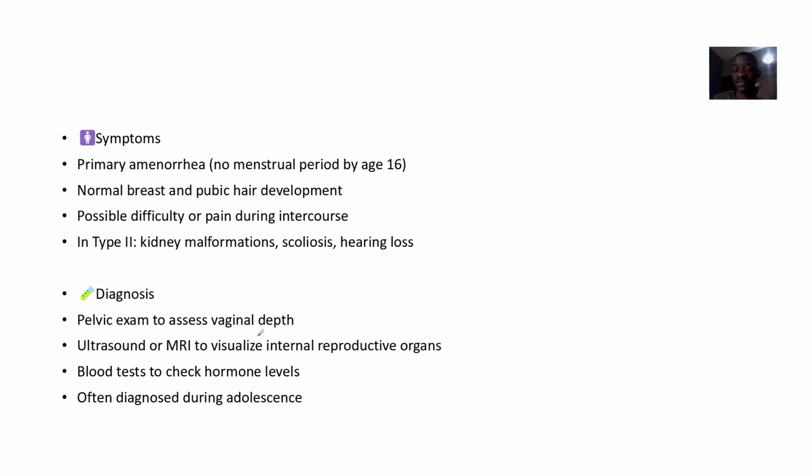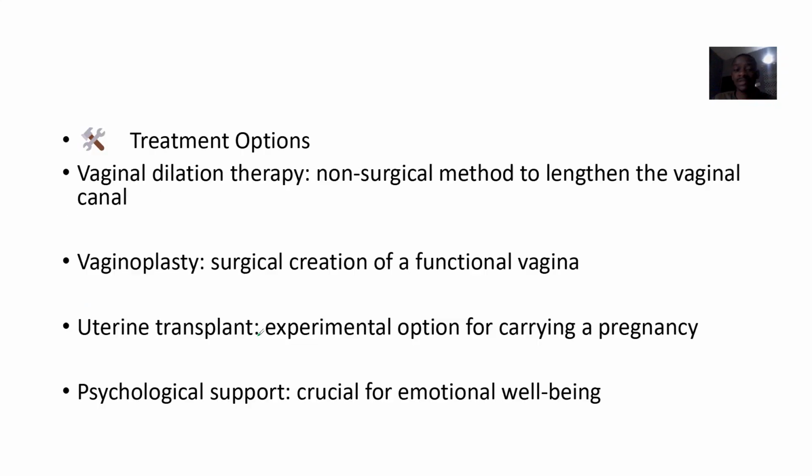Diagnosis is pelvic examination, ultrasound or MRI to visualize internal reproductive organs, and blood tests to check hormone levels. Then it's often diagnosed during adolescence. Treatment is vaginal dilation therapy, just to lengthen the vaginal canal. Alright, vaginoplasty, they can reconstruct the vagina, uterine transplant, okay, then psychological support.